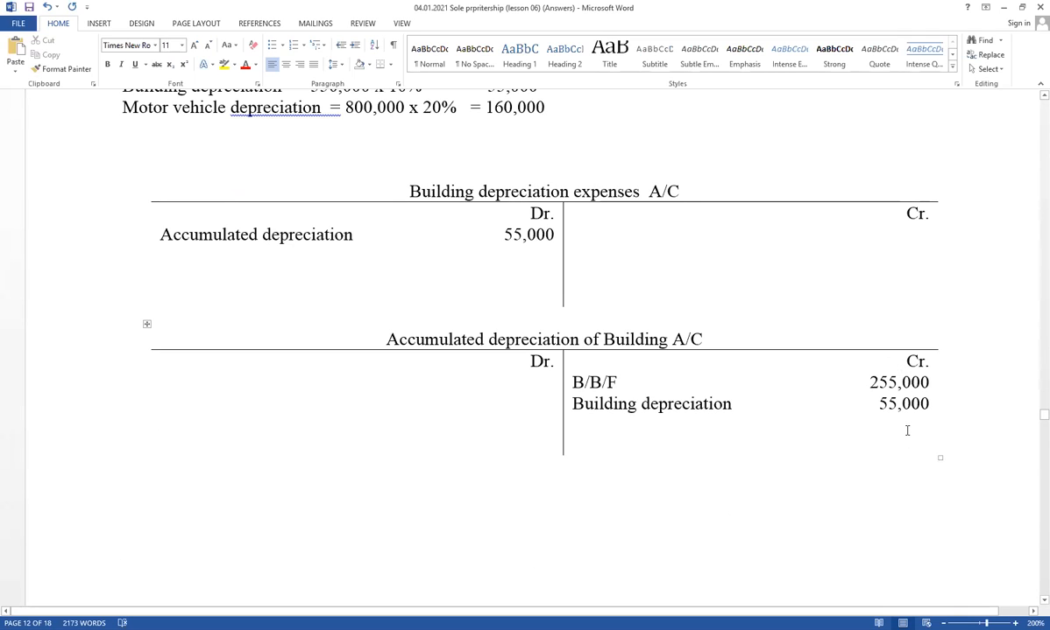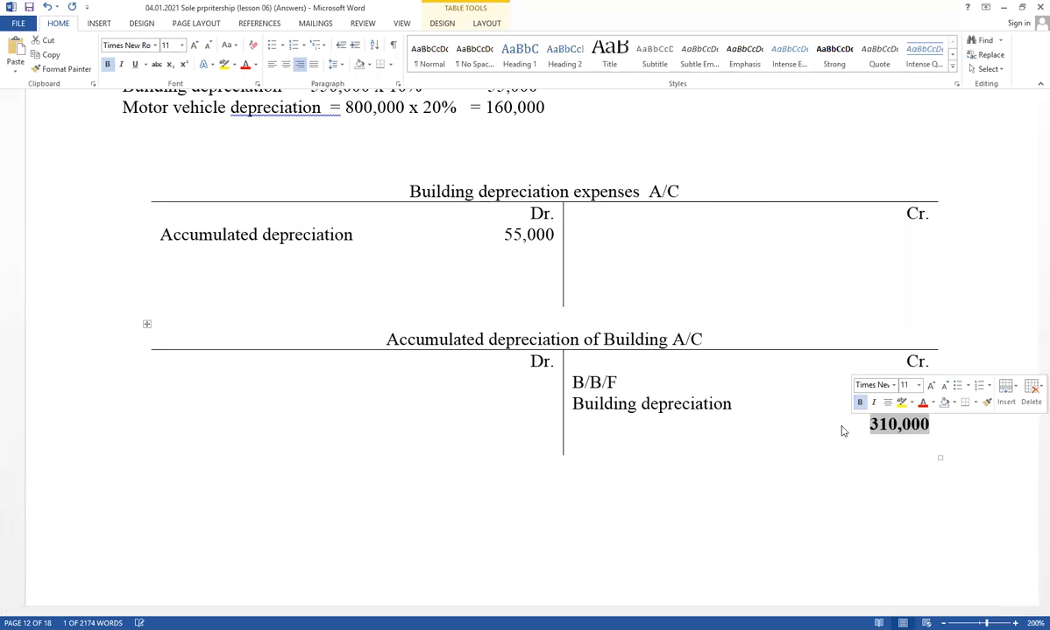How to calculate closing balance? Take credit side total amounts. Credit side total amount equal 225 plus 55. Therefore, credit side total amount equal 310,000. Take that value to debit side. This is a closing balance. That is the value should be included in financial position. Balance carried down. 310,000 take debit side. And that value balance carried down from debit side to credit side. Total value. Therefore, here 310,000 as a balance carried down.